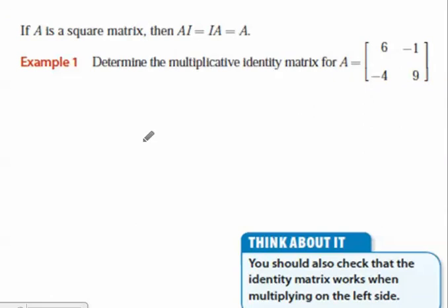So, this one says determine the multiplicative identity matrix for this one. What is it asking? It's asking what am I going to multiply times A that's going to give me back A? Well, it's real simple. I'm not trying to trick you with this. It's 1, 0, 0, 1. That is the multiplicative identity every single time. And it works in either direction because we do have the commutative law of multiplication with this.